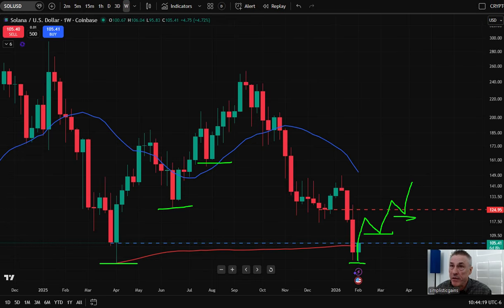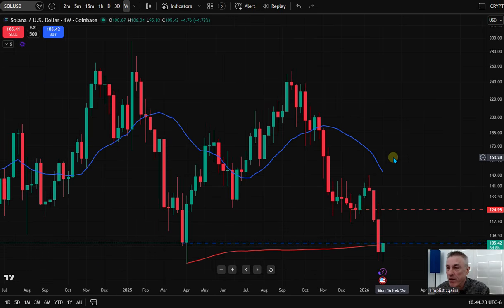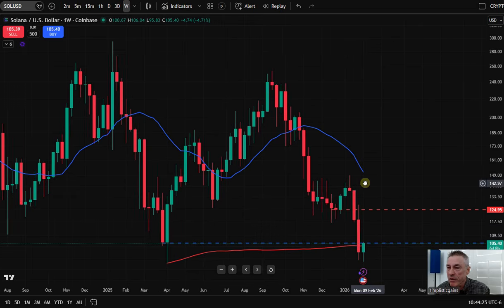Okay. And that's how you tell if you're reversing in the market. You need confirmation, you need higher lows, higher highs, and so on and so forth.